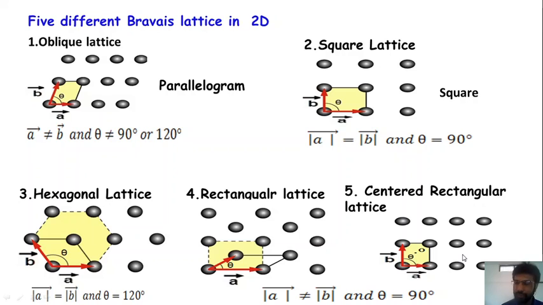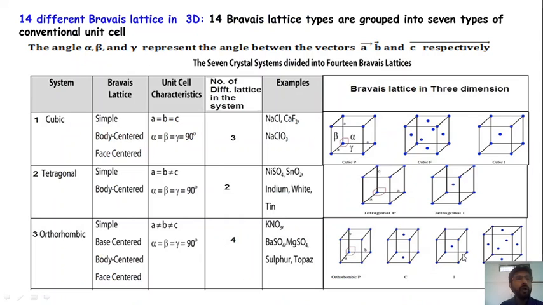So these are the 5 types of networks considered by Bravais in 2 dimensions. Now we are going to see the 14 different Bravais lattices in 3 dimensions. These 14 different types of networks are grouped into 7 types of conventional unit cell. Here we are considering the 3 fundamental translation vectors A, B and C, and the angles between these 3 are alpha, beta and gamma respectively. The first group is the cubic group, which is known as the cubic system.